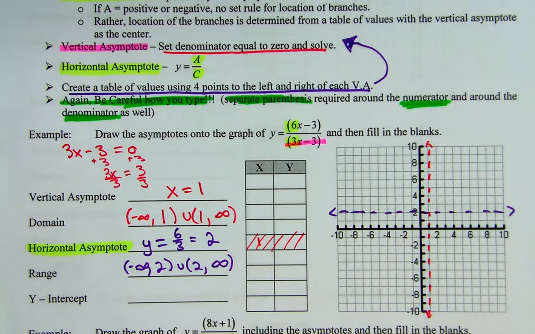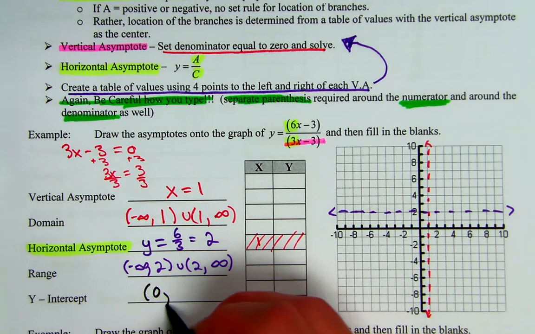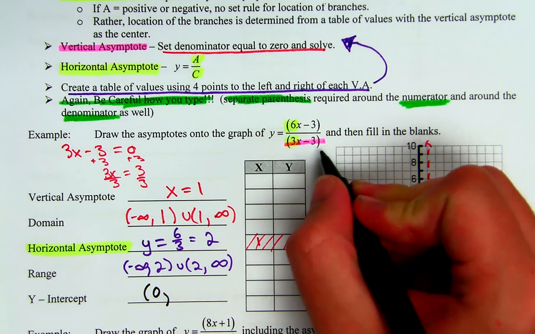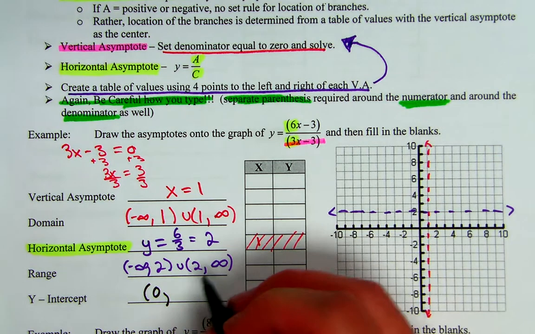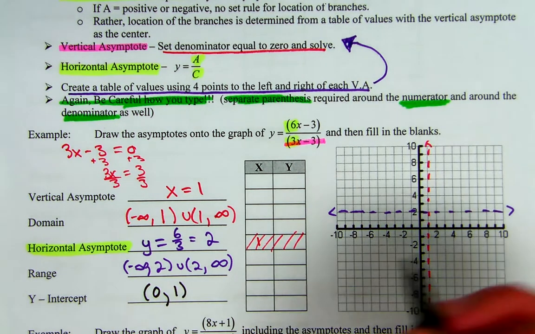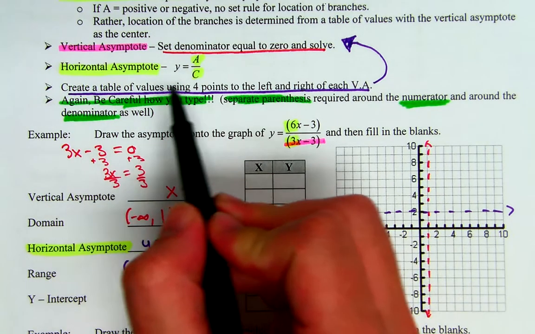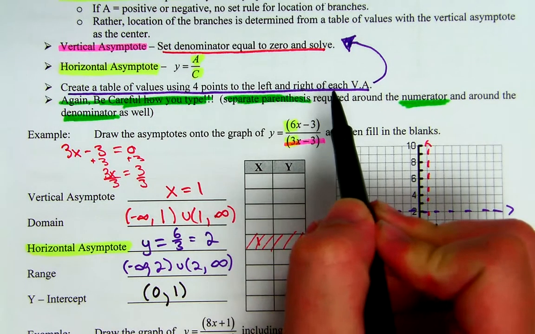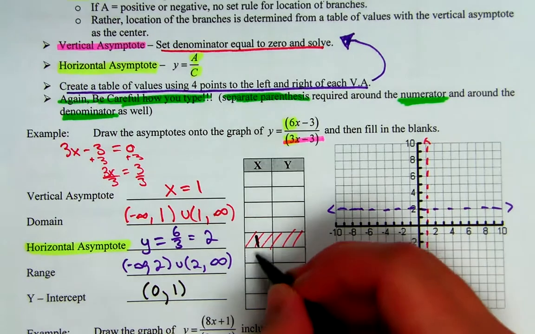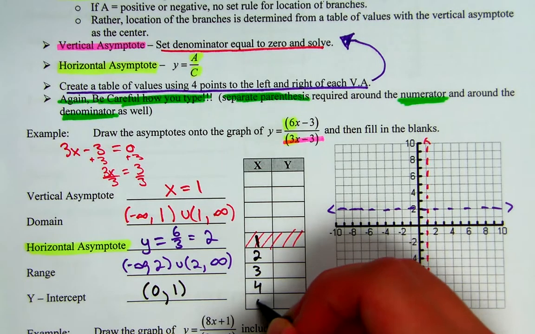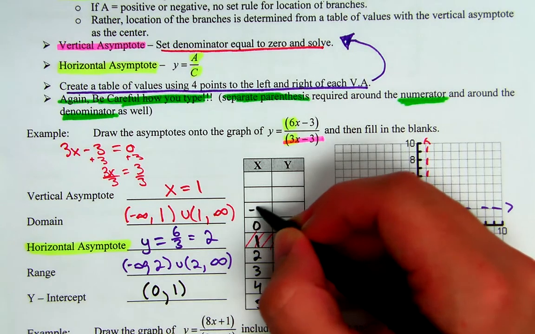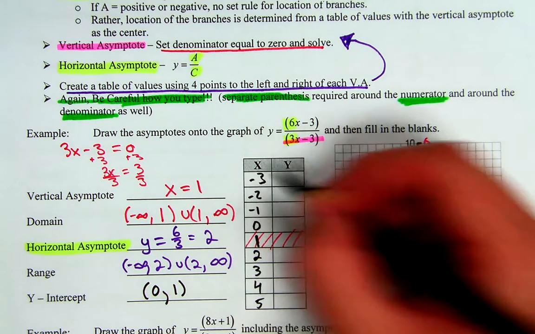The y-intercept should be the easy one. Put 0 in the equation. That's negative 3 over negative 3, which is positive 1. Again, here's where I need to create my table using 4 points to the left and right of the vertical asymptote. I put 1 in here. To the right of it, I need 2, 3, 4, 5. To the left, I need 0, negative 1, negative 2, negative 3.